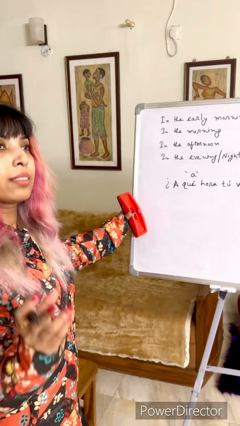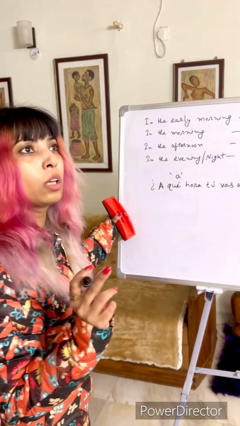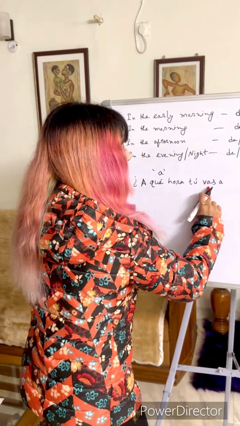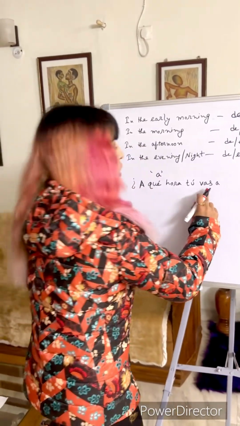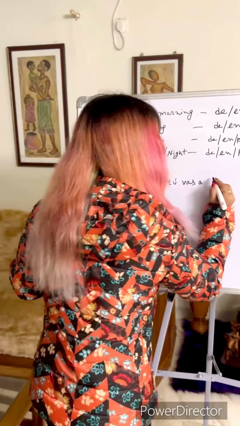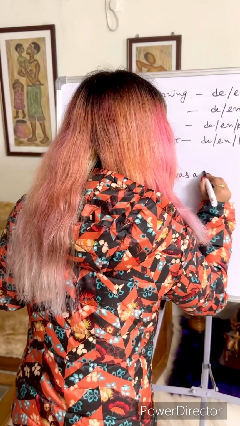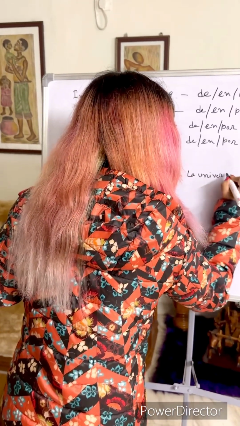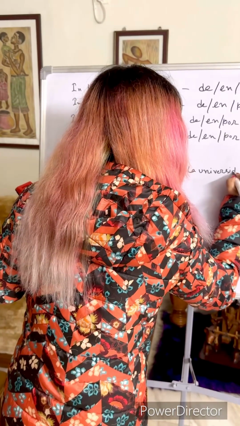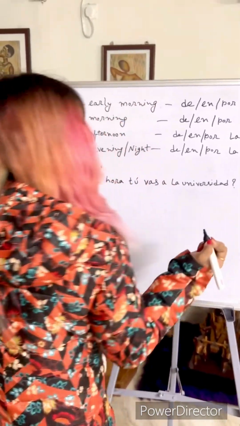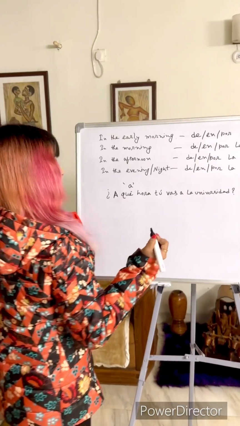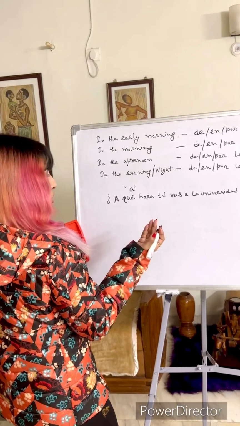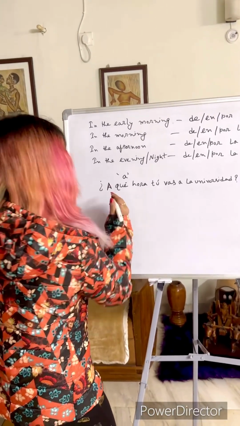Remember I told you guys, the verb ir is supposed to be used with the preposition a, to, for to as well. So a qué hora tú vas a la universidad. So, at what time do you go to the university? So how are you supposed to answer this?